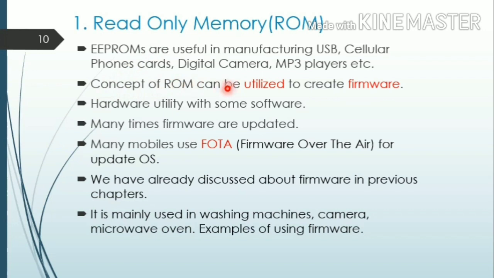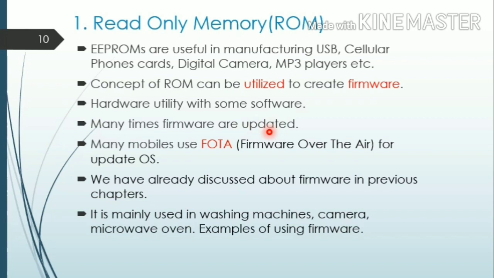Okay, that is having ROM. Now the concept of ROM can be utilized to create firmware. Firmware we have already discussed, the embedded programs, used in things like washing machines, digital cameras, and microwave ovens. They have firmware. Okay, hardware utility with some software, directly connecting hardware into software, then software into hardware, that is called firmware.